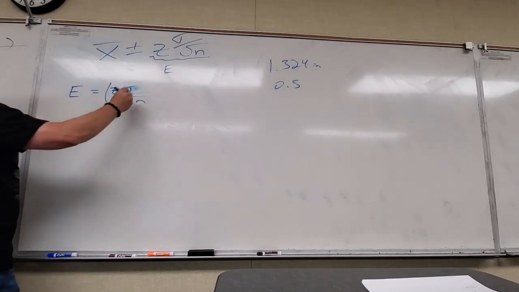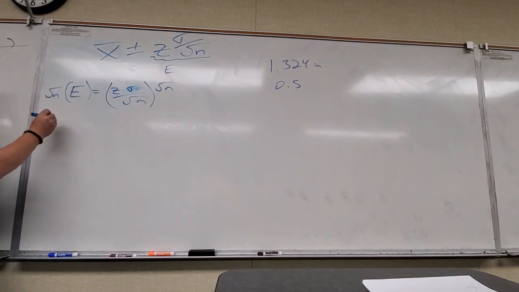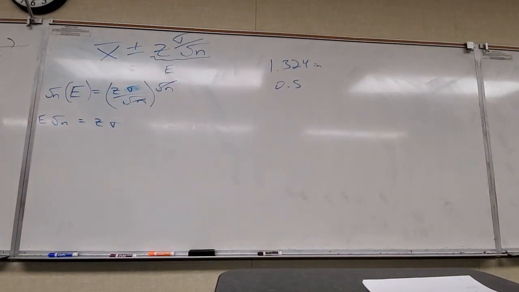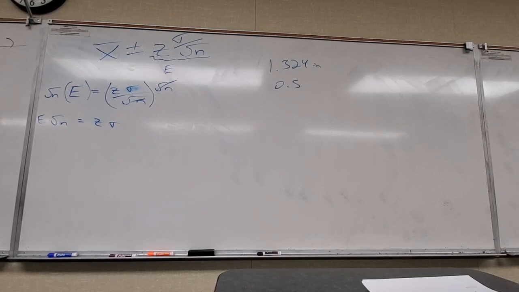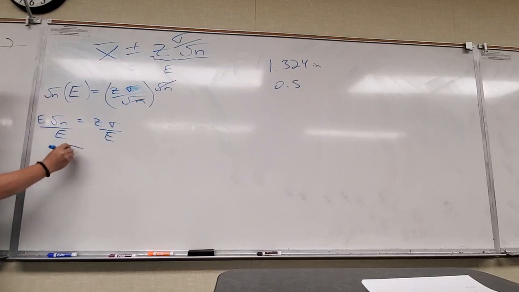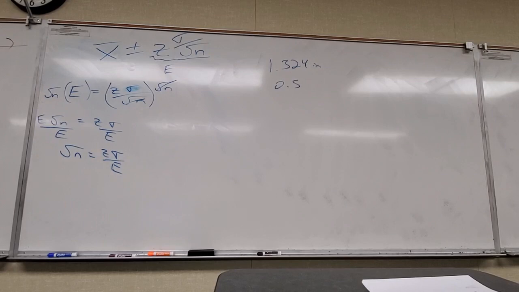So if I multiply both sides by the square root of n, I'll end up with, let me do it like this. All right, that cancels. So trying to get n by itself, what do I want to do next? Divide by E. Yes, I want to divide the E out of there. Get the E out. This is one of those algebra intense moments that we're going to have a few of. Very few.